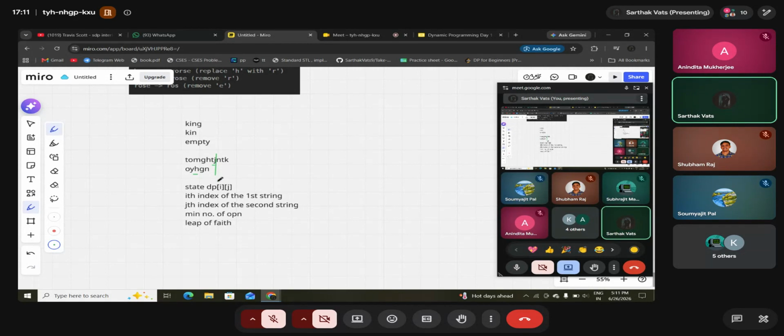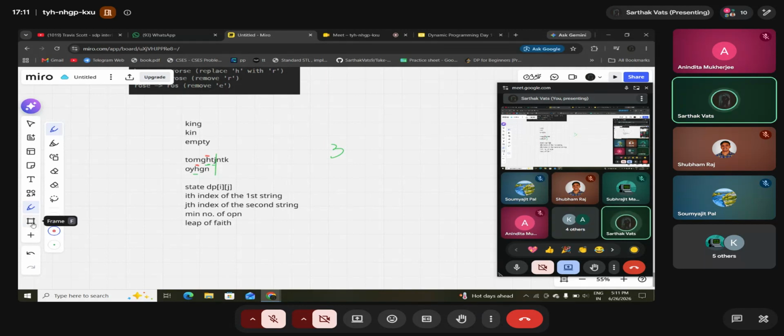In this, there were three operations given to us, right? Replace, add, or remove. So suppose I'm at i and j, and the characters in both the strings are equal. Then do I need to perform any of the three operations? No, right? If it's already the same, I don't need to perform any operations.